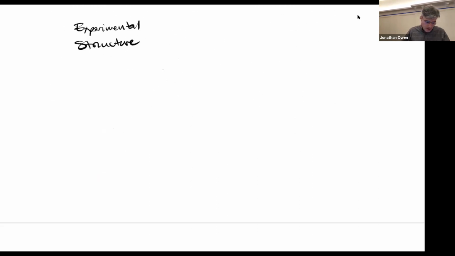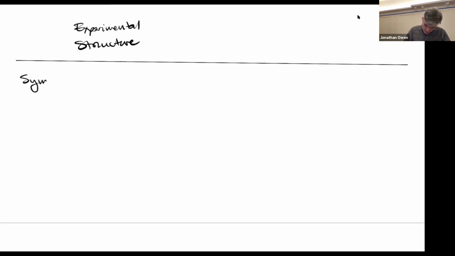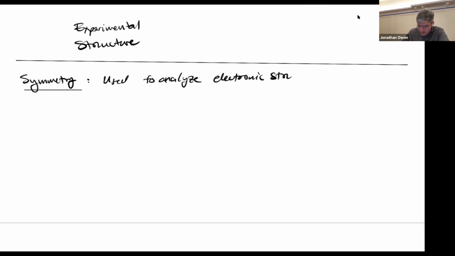All right, so let's see. I'm going to transition now, and we're going to start talking about symmetry. This is a pretty extensive part of this class. Symmetry is really powerful. It's used to do all kinds of stuff. One of the things you can do with it is analyze electronic structure. Another is spectra. Infrared and UV-vis spectra can be analyzed with symmetry.